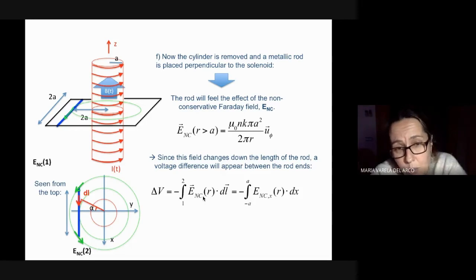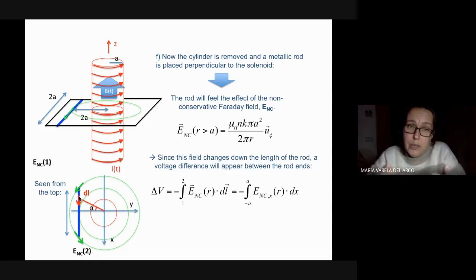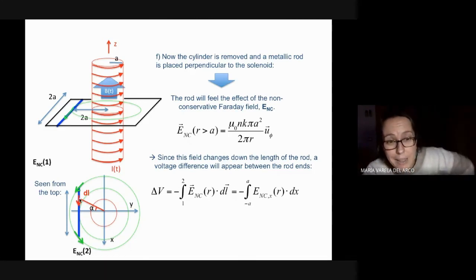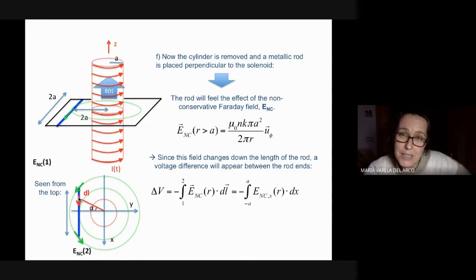And in order to calculate it, we have to go from one extreme to the other extreme, number 2, and do the integral of the non-conservative electric field there. dl in this case, obviously, is going to be a piece of rod. And if I look at things from the top, and my z-axis was in the axis of the solenoid, this horizontal axis right there is my y-axis, and the axis coming out of the plane of the drawing will be the x-axis, just like that. All right? So dl is pretty much dx times ux.